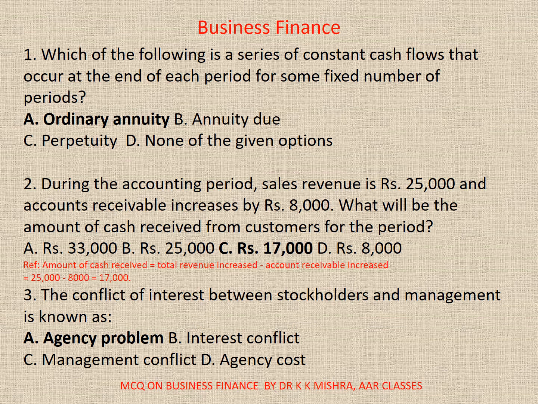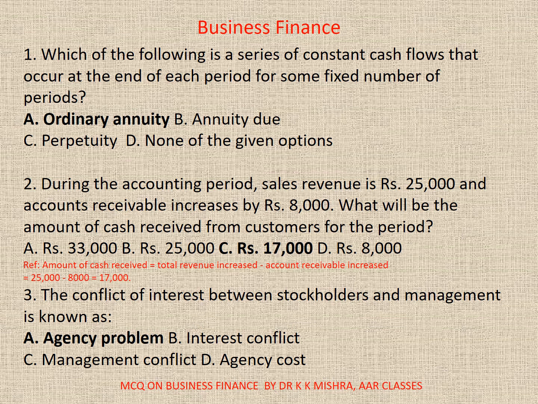Question number 2. During the accounting period, sales revenue is say rupees 25,000 and accounts receivable increases by rupees 8,000. What will be the amount of cash received from customers for the period? Here correct option will be C. Rupees 17,000. Amount of cash received is equal to total revenue increased minus account receivable increased. So if you calculate, you will find it to be rupees 17,000.